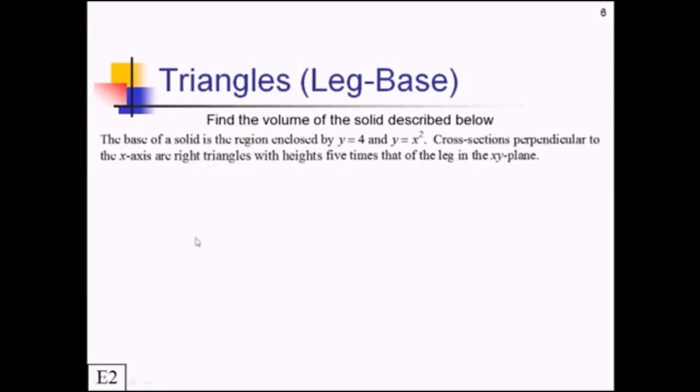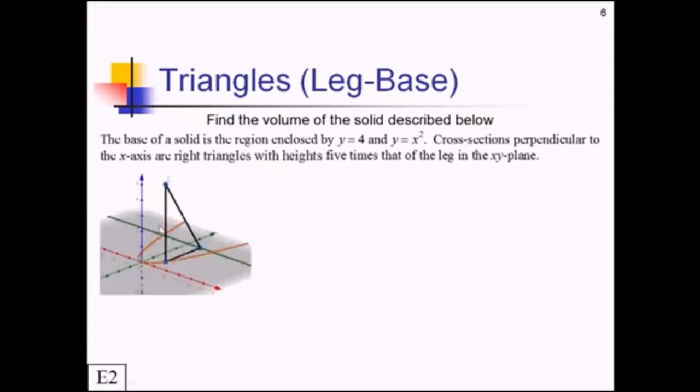So let me just give you a 3D visual representation so you have a fighting chance on this one. So we have a horizontal line and a parabola enclosing some region, and we've got these right triangles coming out of here. The side in the xy plane is just this base of the triangle here. So given this, pause the video and see if you can figure out the volume of the solid created by this situation. All right, so hopefully you started with the cross section's area.